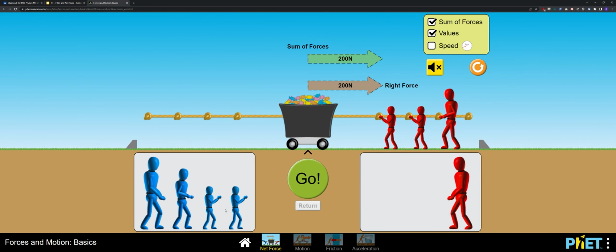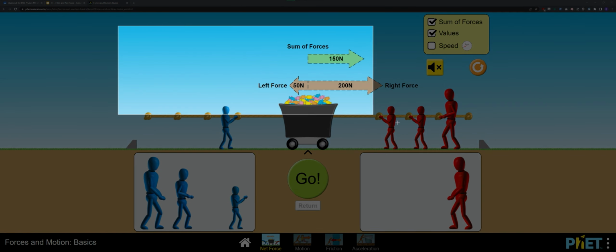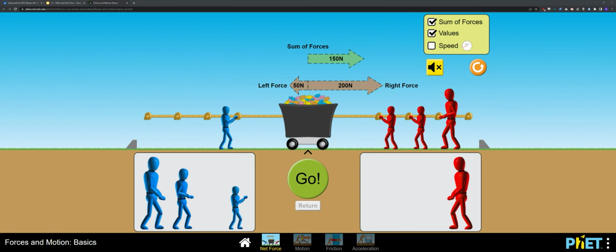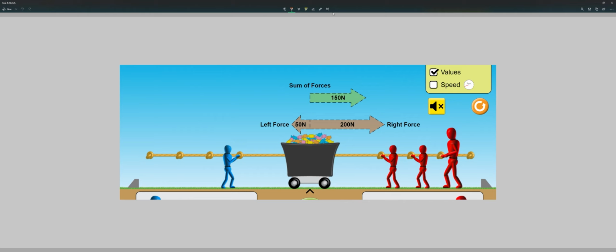Now, what happens if I add a child to the left? What's the sum of all my forces here? Right? What's the sum of all my forces? Some of you might think, well, the sum of all my forces is 250. But it's not. The sum of my forces here is 150. Right? And how is this possible? Don't you just do 200 plus 50 is 250?